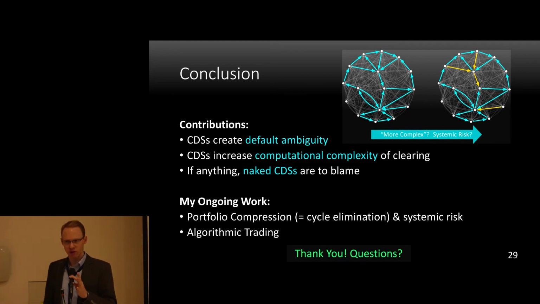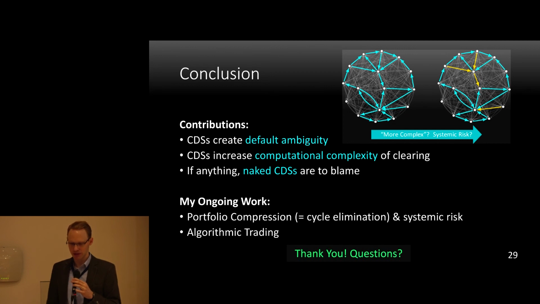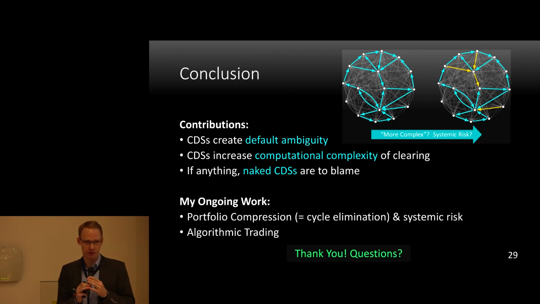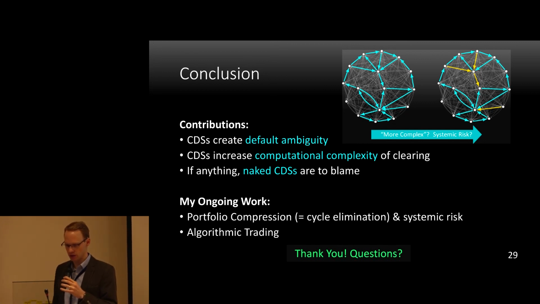Instead of future work, I want to mention 2 pieces of ongoing work I'm currently working on and that I would be very happy to discuss with any of you over lunch or coffee or whatever. The first piece of ongoing work is about something called portfolio compression. And this is the following process. You have a financial network, and there are cycles in this network, like this one, for example, and you remove it. And I'm interested in how this affects systemic risk. This is something that's actually been done, by the way. This is a process that is currently happening in the financial industry.